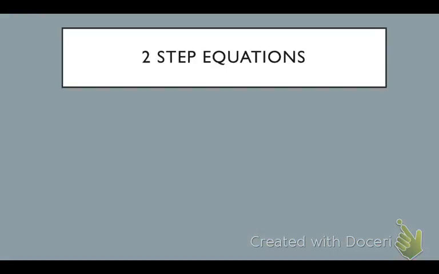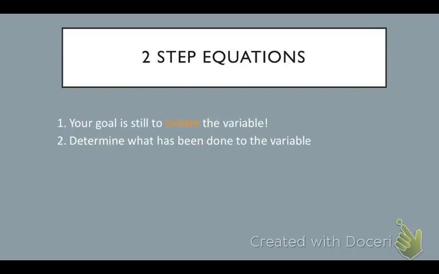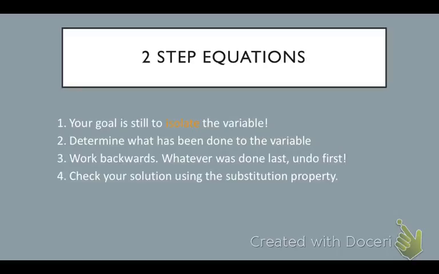All right, let's go on to 2-step equations, getting more into Algebra 1 content. Your goal is still to isolate the variable. I think about what has been done to the variable, usually by the order of operations. Since I'm trying to undo it, in a sense, I'm working backwards. So whatever was done last to the variable, I will undo that first.